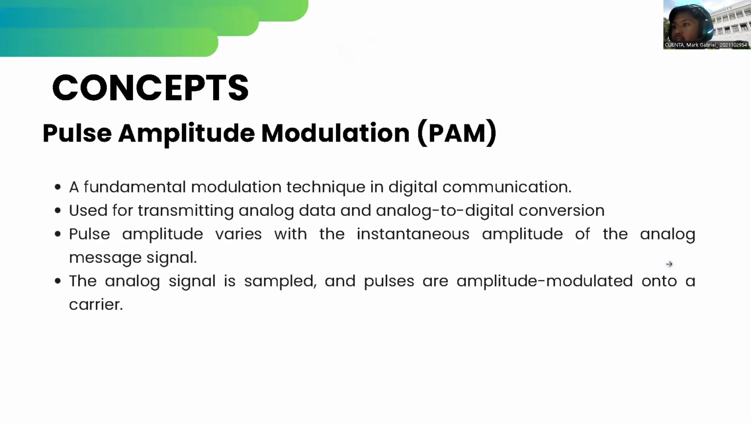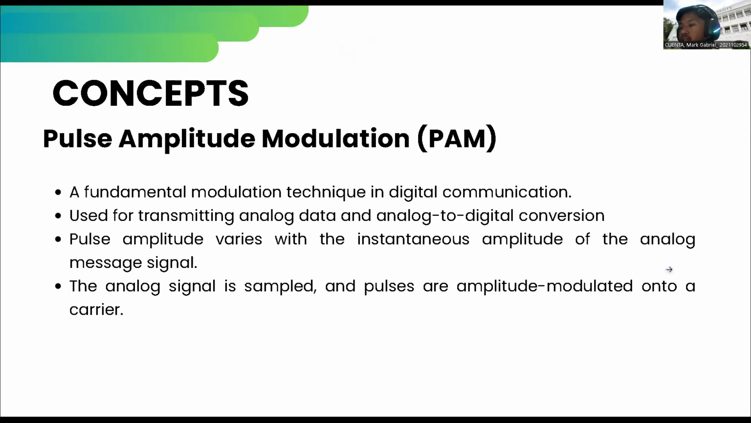So pulse amplitude modulation, or PAM, works by converting an analog signal into a series of pulses, where each pulse height matches the analog signal's value at a specific moment in time. To do this, the analog signal is first sampled at regular intervals, and these sampled values are then used to vary the amplitude of equally spaced pulses. These pulses are typically carried on a higher frequency carrier signal, resulting in an amplitude modulated pulse train.